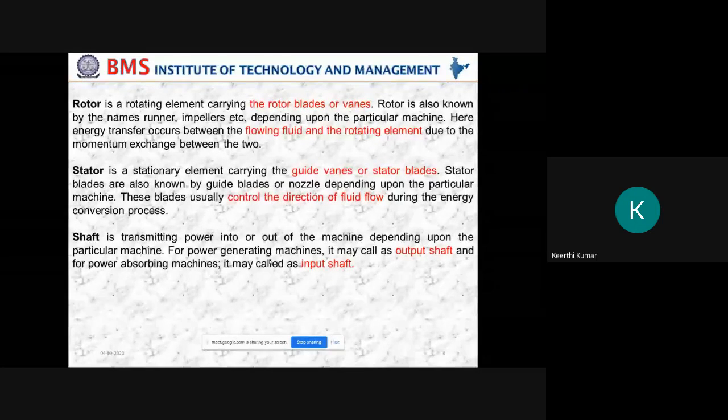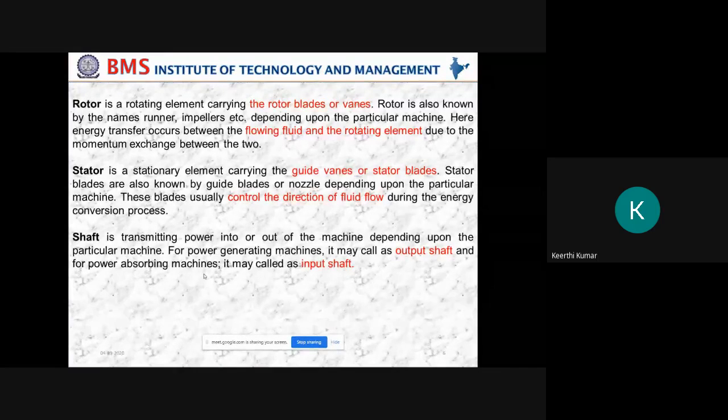But the fluids are different. It may be water, it may be gas, it may be steam. Correct? So we are going to name it as power generating machine. And what do you mean by power absorbing machine? Power absorbing machine means which is going to absorb the electricity to do some function.